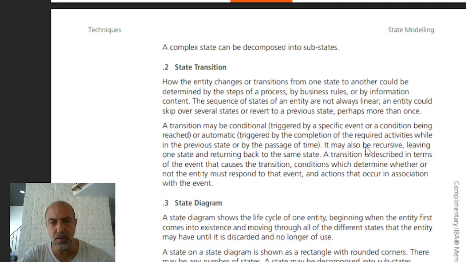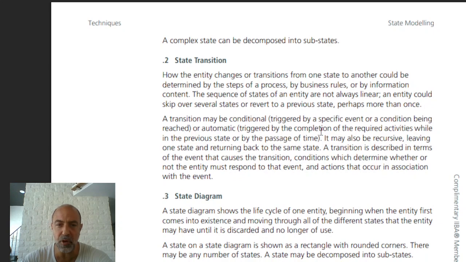State transition: how the entity changes or transitions from one state to another could be determined by the steps of a process, by business rules, or by information content.